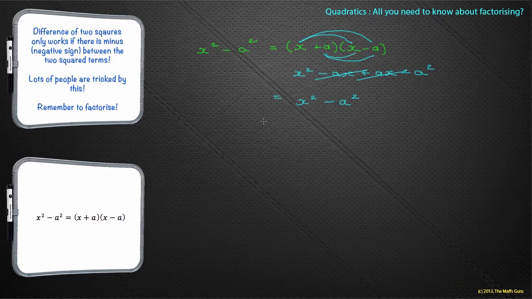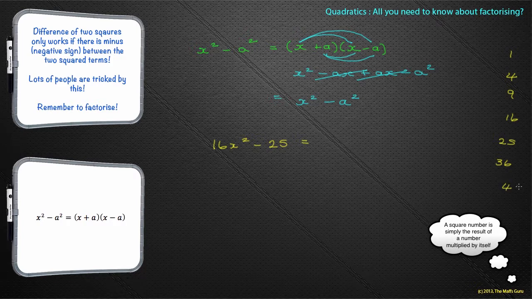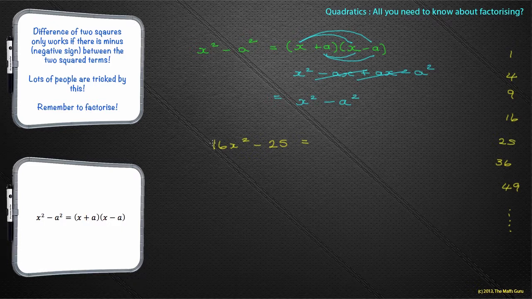Let's try an example. What happens if I have 16x squared minus 25? Well, maybe one of the easiest things to realize is that 16 is a square number. We know that because the square numbers, if you remember, are 1, 4, 9, 16, 25, 36, 49, and so they go on. A number times by itself. Well, 4 times 4 is 16, and 5 times 5 is 25. We can actually write this out as 4x all squared minus 5 squared.